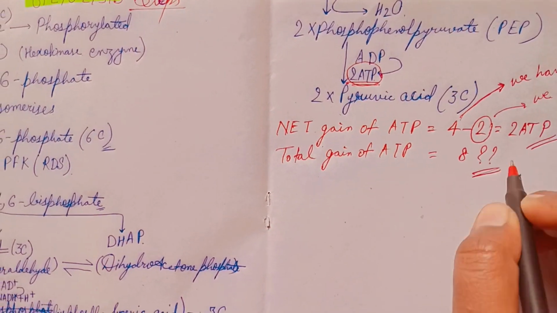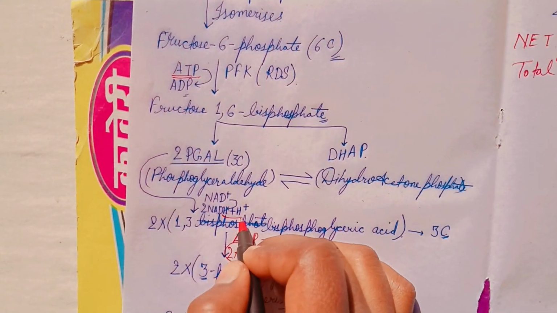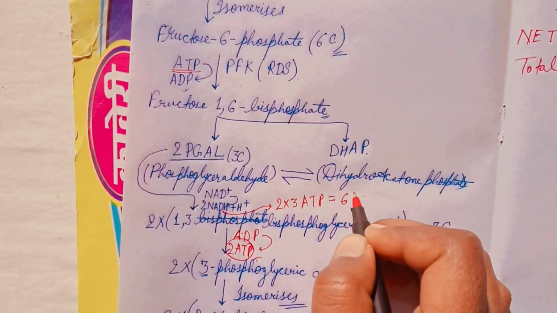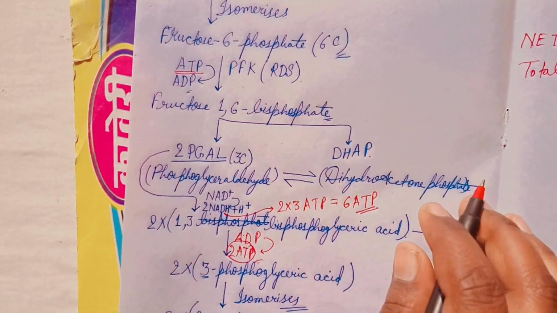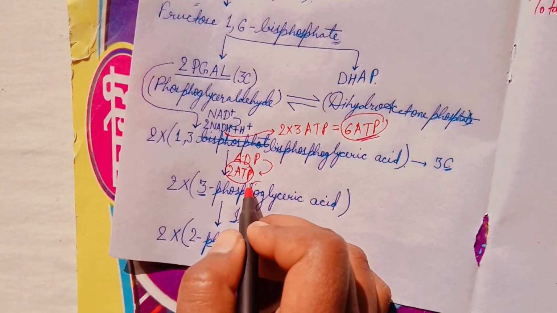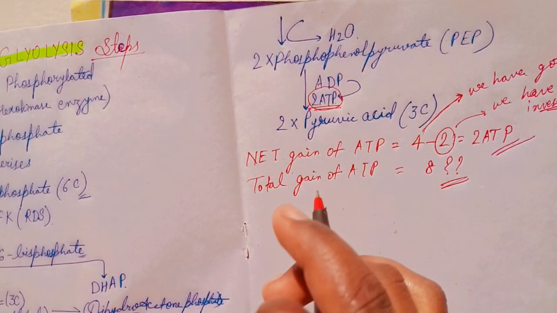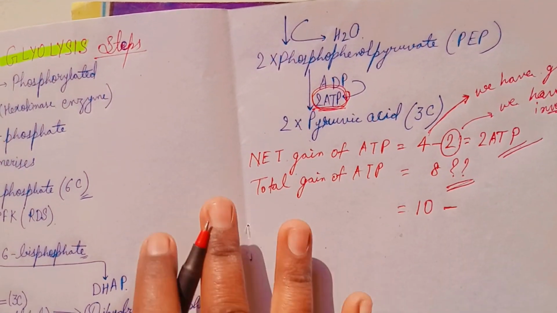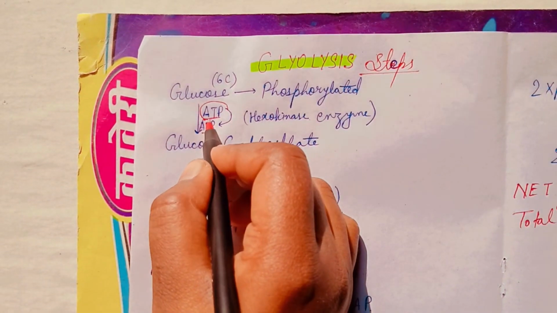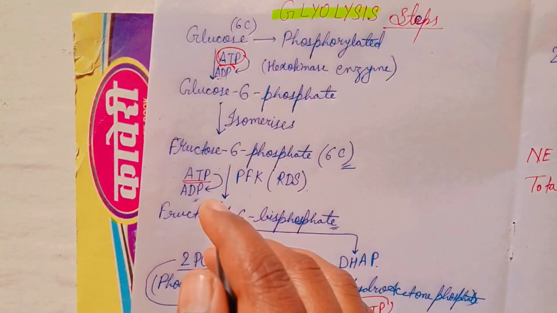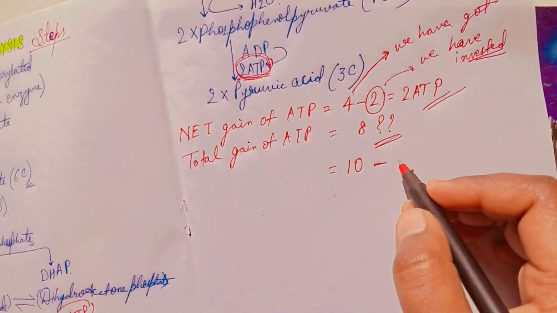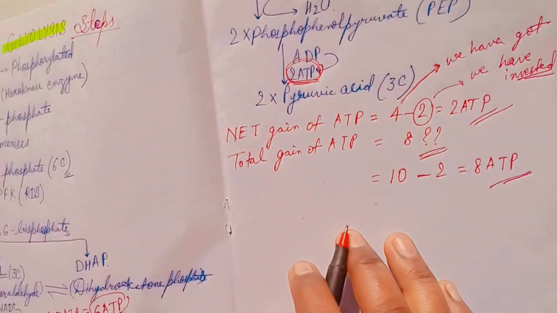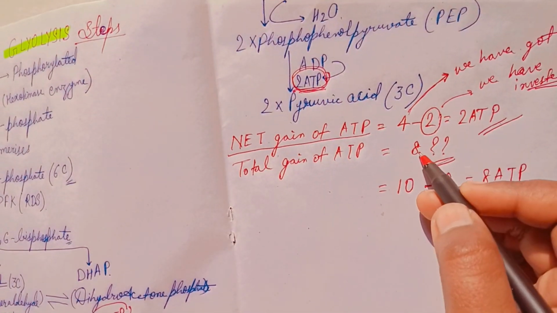The answer is 8, as we all know that one NADH compound will give 3 ATP. So we have 6 ATP here and we have 2 ATP here. 6 plus 2 is equal to 8 and plus 2 is equal to 10. So we have got 10 ATP and we have invested 2 ATP, here 1 and here 1. Minus 2 ATP, we will get 8 ATP here. And this was all about the steps of glycolysis.